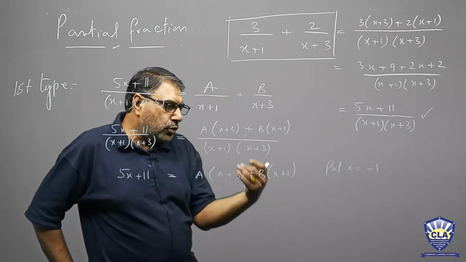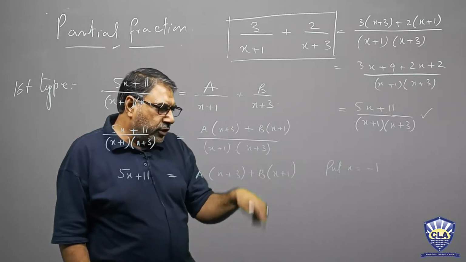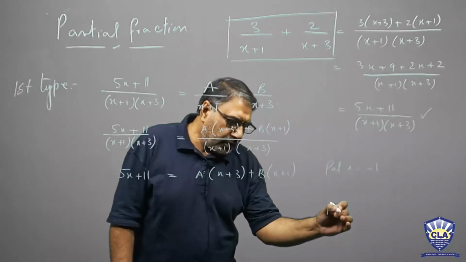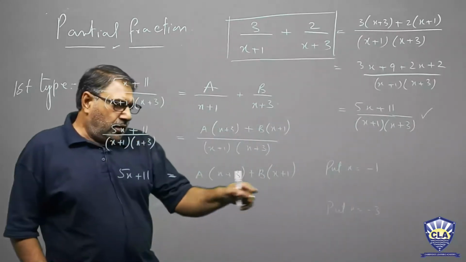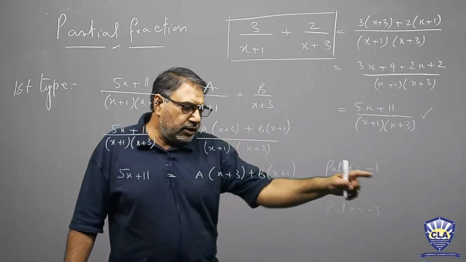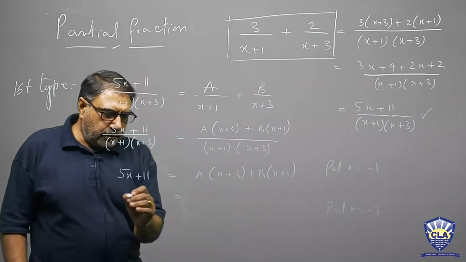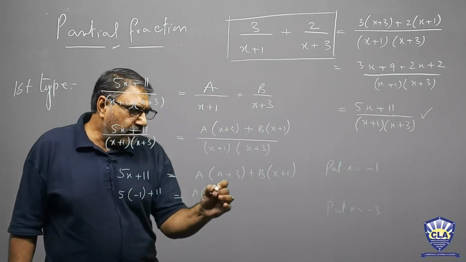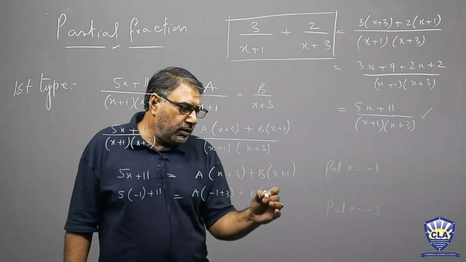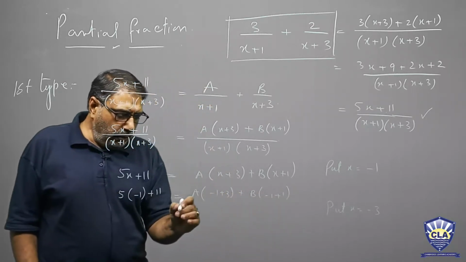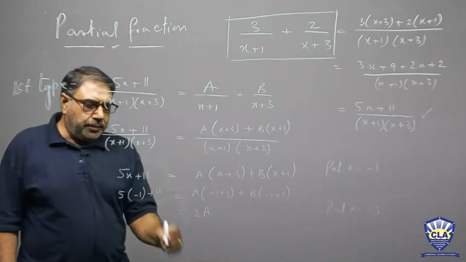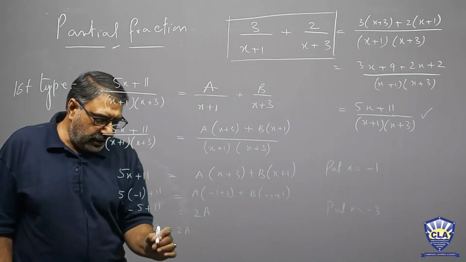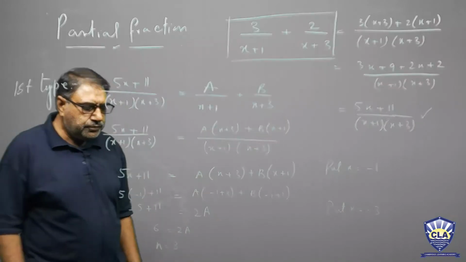You can put x equals to 0, 1, 2, any value, but what value will be suitable in which one constant becomes 0? You can put x equals to minus 3; with the help of minus 3, A becomes 0. Now first, x equals to minus 1 on both sides: 5 into minus 1 plus 11 equals A into minus 1 plus 3, plus B into minus 1 plus 1. This becomes 0. So 2A equals minus 5 plus 11, 6 equals 2A and A equals 3. First answer, A equals 3.